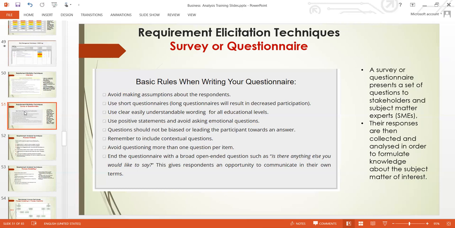Questions should not be biased or leading the participant towards an answer. So let the participant give an honest opinion of an issue. Don't precondition the answer. If you are preconditioning the answer, then there's no need for the questionnaire or the survey because you already know what you wanted.